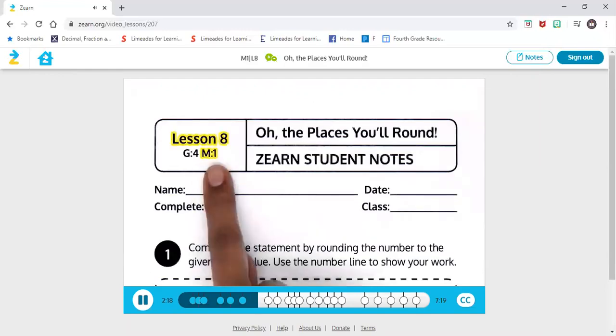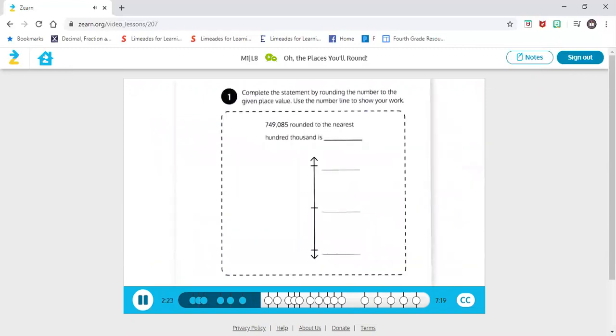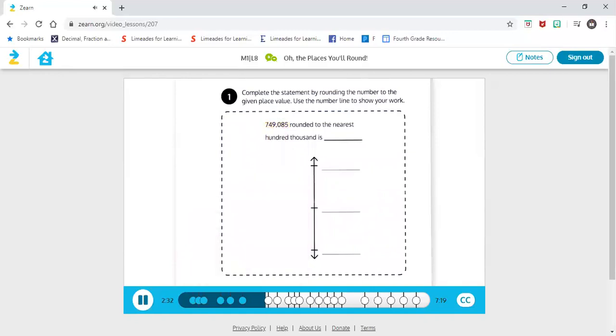We're working on Mission 1, Lesson 8. Let's start by labeling the number line beginning with the lower endpoint. How many hundred thousands are in 749,085? Label the lower endpoint here in standard form.